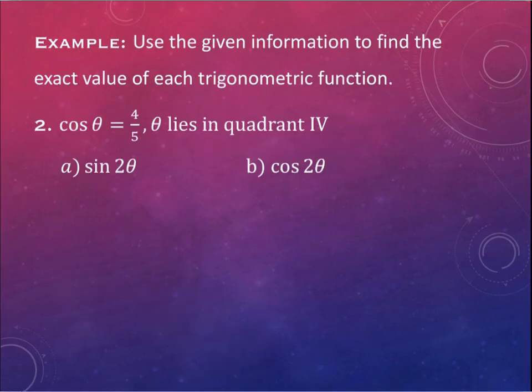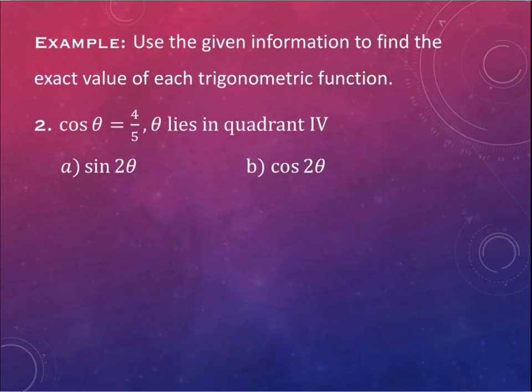Okay, directions say use the given information to find the exact value of each trig function. And this time it tells us the cosine value. It doesn't draw a triangle. It tells us that the cosine of theta is 4 over 5, and that theta lies in quadrant 4. So we need to draw our triangle in the right location, because sometimes negatives show up depending on which quadrant we're in, right? So we want to be careful that if there's a negative involved, we identify it.